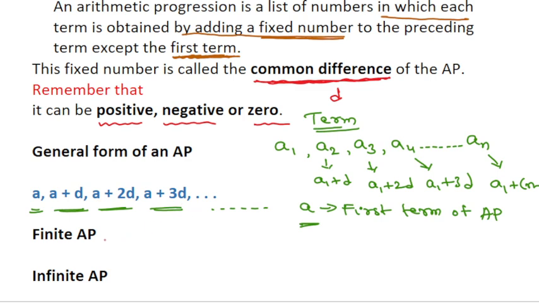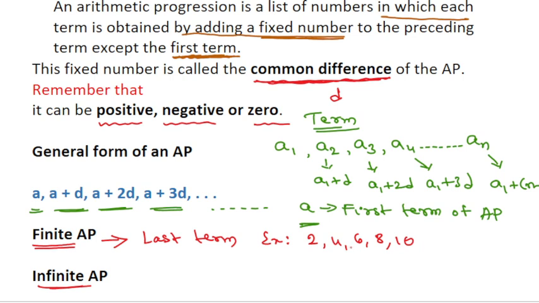Whenever we are talking about the AP, arithmetic progression, there are two possibilities. One is the AP can be finite or it can be infinite. Finite AP means there are a fixed number of terms in the AP. It means we know the last term in the AP. For example, consider an AP 2, 4, 6, 8, 10. So here the first term is 2, the common difference is 2, and the last term is 10. There are no further numbers after 10 in this AP. Therefore we can say that this is a finite AP.